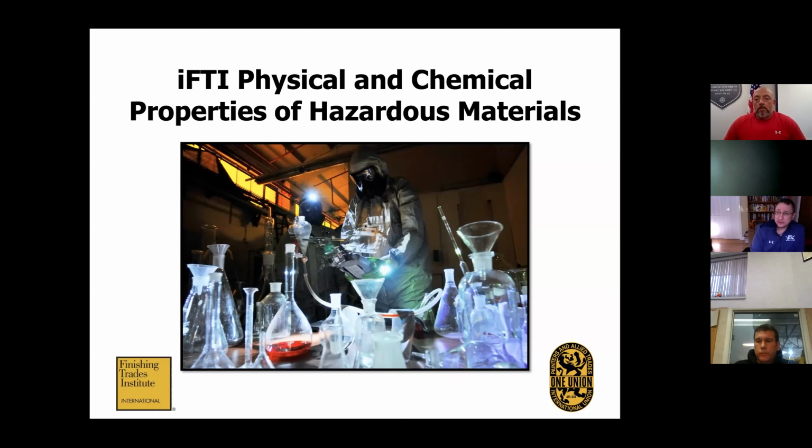This class that we're going to be doing today is physical and chemical properties of hazardous materials. So we're going to look at the basic ways that chemicals behave. And this is going to be a benefit because we're going to look at it in relation to how we protect workers that work around chemicals. It just so happens that IUPAT team members work around a lot of chemicals, whether you're a glazier, painter, floor coverer, wallpaper hanger, drywall finisher, doesn't matter. There are a lot of chemicals there.